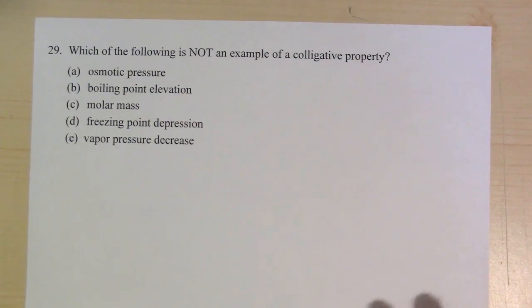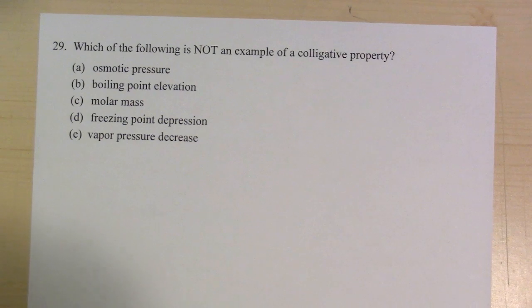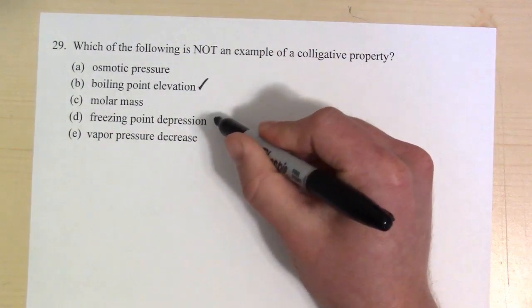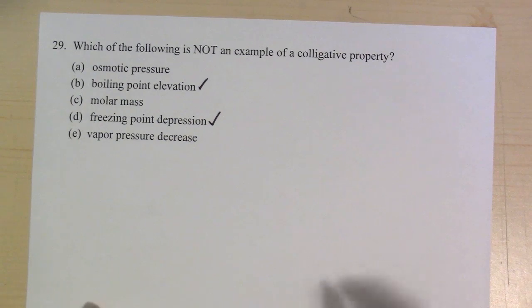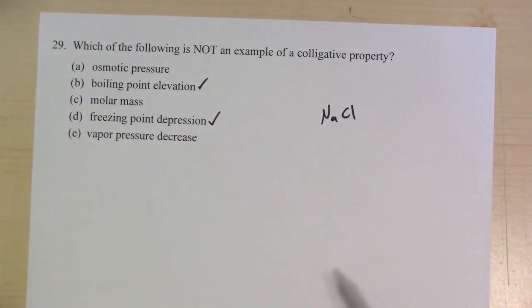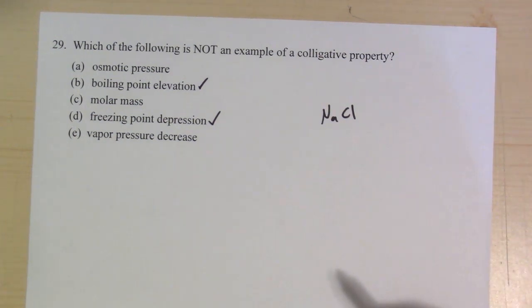Moving to 29, which of the following is not an example of a colligative property? So a colligative property changes based on the number of ions present in the molecular formula for a given molecule. So things that we know for sure, things like boiling point elevation is a colligative property. Freezing point depression is a colligative property. If you dissolve sodium chloride in water, its freezing point will decrease, its boiling point will also increase. That will also decrease vapor pressure.